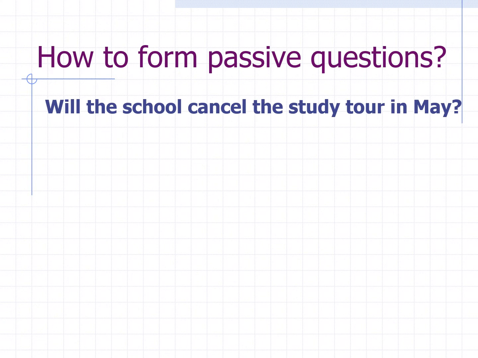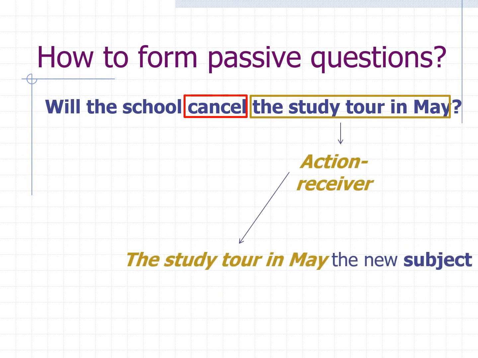Will the school cancel the study tour in May? All right, now the main verb, cancel. Okay, and then we know the action receiver, the study tour in May. All right, this is rather long. This is the action receiver. Now it has become the subject of the new sentence.